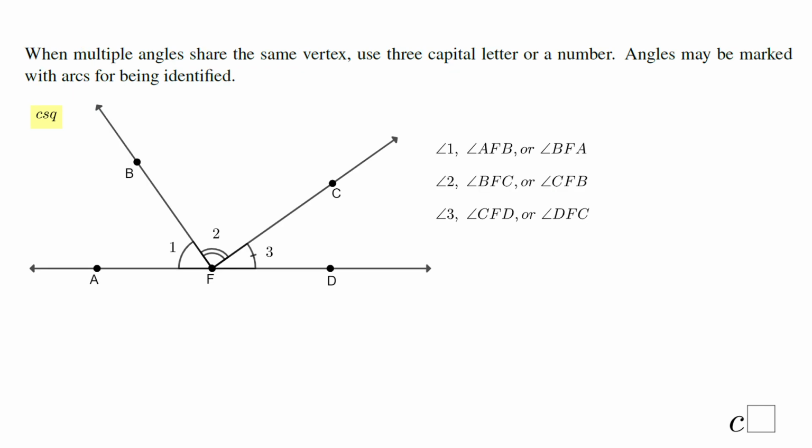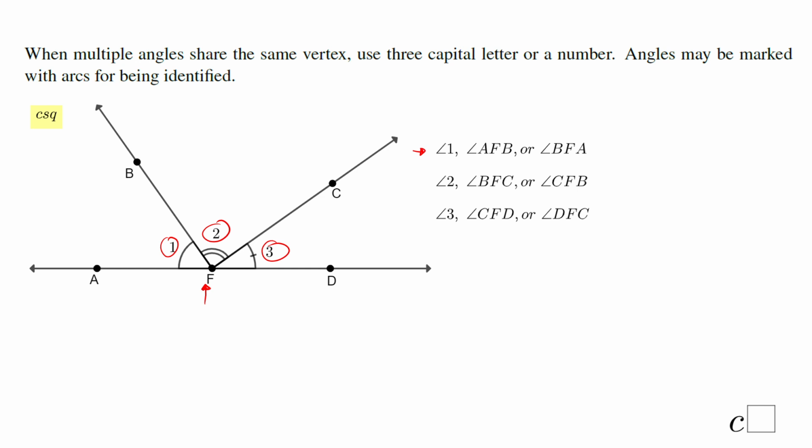So now, if you remember, I said there are multiple ways to call an angle. Most of the time you're going to use three letters. Why? Because sometimes you can have angles that share the same vertex, like in this case, angle 1, 2, and 3, they share the same vertex F. So if you call this angle F, it's already a problem because you don't know which one it is.